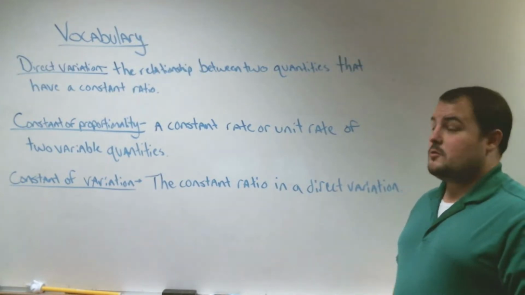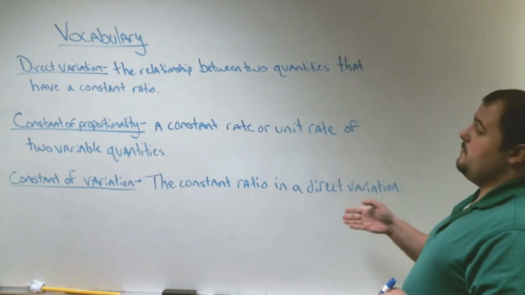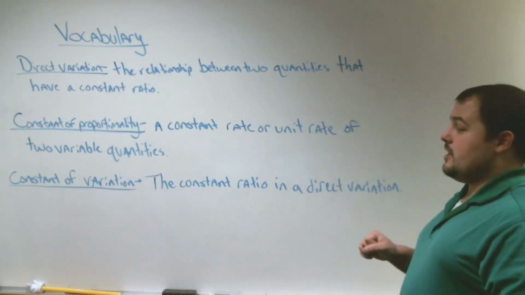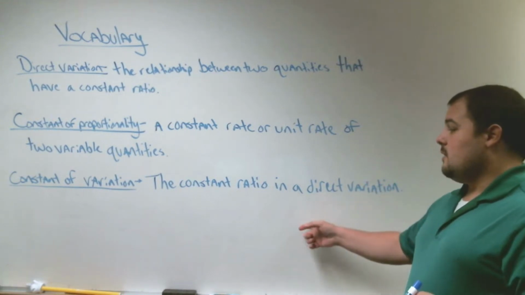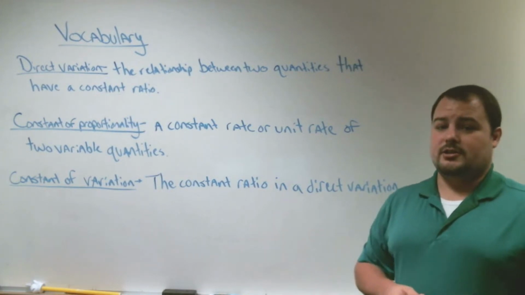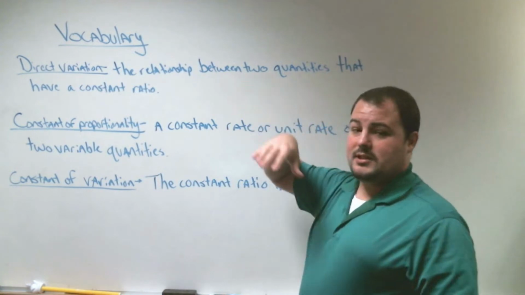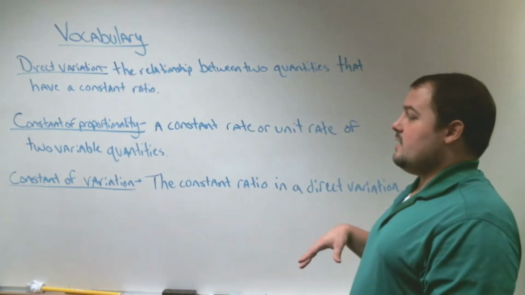For our vocab today, we have 3 vocab words. We have direct variation. That's the relationship between two quantities that have a constant ratio. We have constant proportionality, that's a constant rate or unit rate of two variable quantities, and we have the constant ratio, and the direct variation is called the constant variation. So what this really means is that the direct variation is how we see numbers changing on the y and numbers changing on the x.